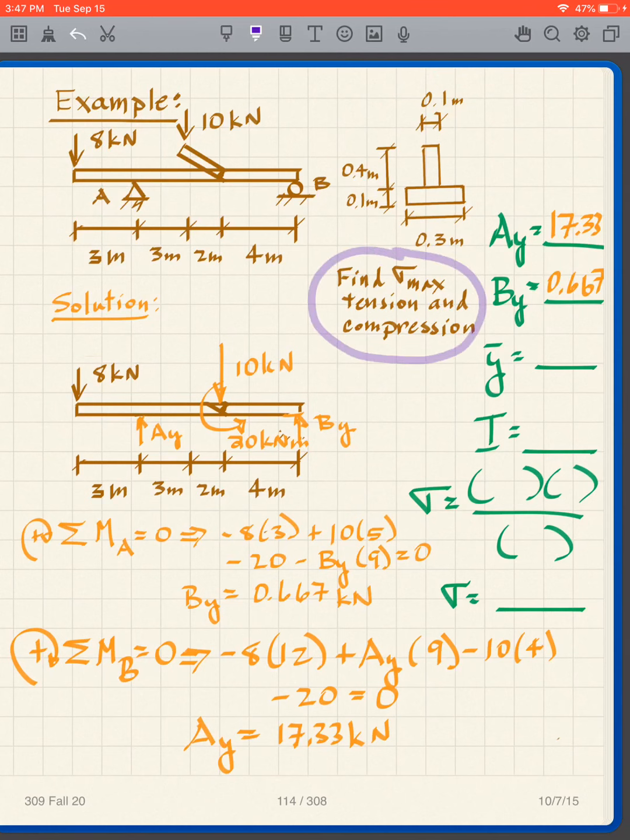This is the problem. Find sigma max in tension and compression. In other words, I have to look through the entire beam to find the maximum compressive stress and the maximum tensile stress. You have to find the point of interest. The point of interest is not given to you, you have to find it.